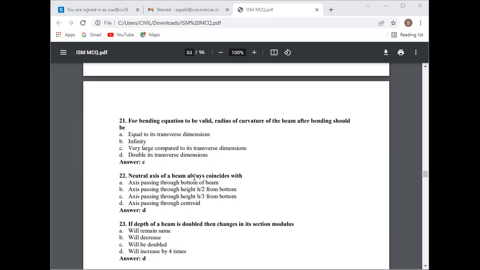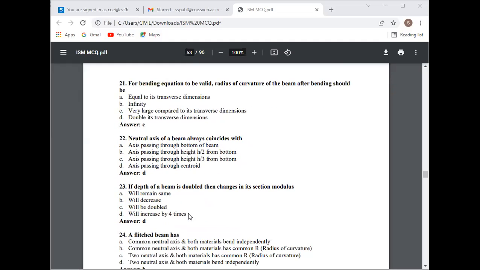बघा न्यूट्रल ऍक्सिस ऑफ अ बीम ऑलवेज कोइन्साइड्स विथ. न्यूट्रल ऍक्सिस कशातून पास होतो? ऍक्सिस पासेस थ्रू बॉटम ऑफ बीम, बॉटम ऑफ बीम मधून जात नाही. ऍक्सिस पासेस थ्रू h/2 फ्रॉम बॉटम, नाही h/2 ला पण येत नाही तो. तर न्यूट्रल ऍक्सिस इज ऑलवेज पासेस थ्रू सेंट्रॉइड, म्हणजे त्याच्या सीजी मधून त्या पर्टिक्युलर सेक्शनच्या सीजी मधून जातो. मग तो h/2 ला येऊ देत किंवा h/3 ला येऊ देत तो काहीच मॅटर करत नाही. तरी इथे तुम्हाला काय लक्षात ठेवायचं की तो सेंट्रॉइड मधून पास होतोय.